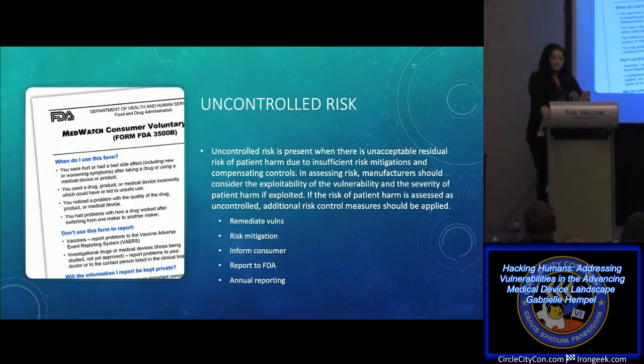Uncontrolled risk is present when there's unacceptable residual risk of patient harm due to insufficient risk mitigations and compensating controls. Manufacturers should consider exploitability of the vulnerability and severity of patient harm if exploitation is carried out. Manufacturers are asked to remediate uncontrolled risks as quickly as possible and report them to the FDA. An example of an uncontrolled risk could be as follows.